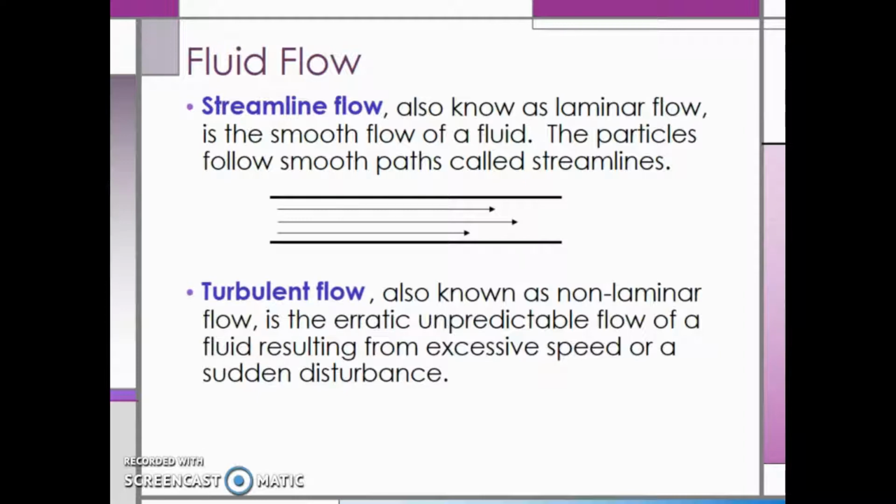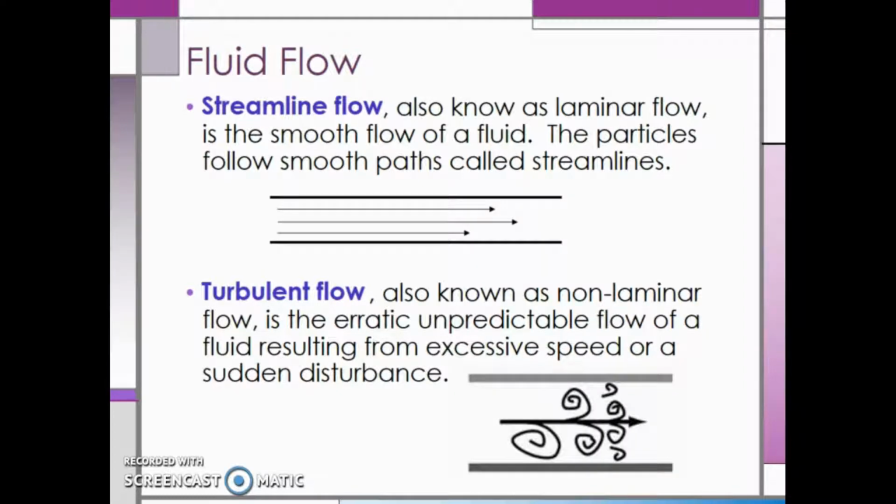It is also known as non-laminar flow, and it is the erratic, unpredictable flow of a fluid resulting from excessive speed or a sudden disturbance. As we can see in the picture, turbulent flow goes off in any direction, seemingly without rhyme or reason. The particles move all over the place.